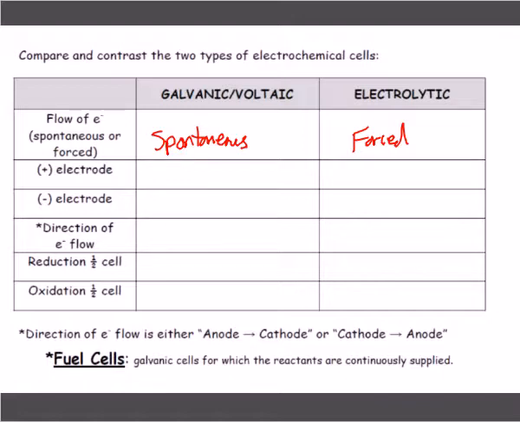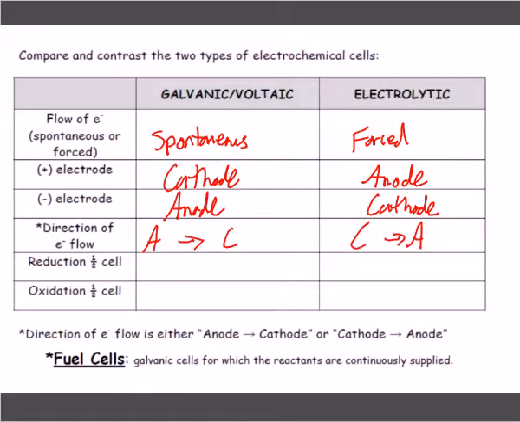So, the positive electrode. This is where, looking back in your notes, guys, all right? Which one's the positive one? With voltaic, the cathode is the positive electrode here in the galvanic, which means in the electrolytic, which one's going to be positive? The anode will be the positive one. Okay, they're opposite. So then the negative electrode in a galvanic cell is going to be the anode. And in electrolytic, it's going to be the cathode. Okay? Now, the direction of the electron flow. There's our flows. Galvanic, anode to cathode. All right. Electrolytic is cathode to anode.